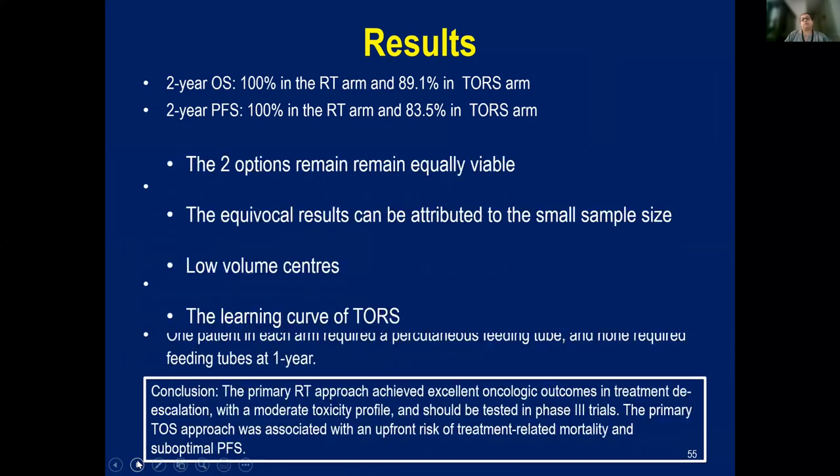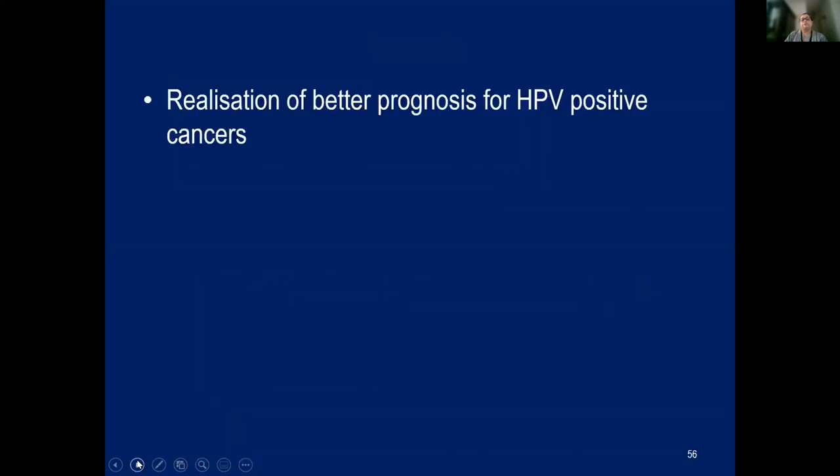Based on this, the only take home that I have is that the two options remain equally viable. Equivocal results can be attributed to the small sample size. Also, the surgical skills may be attributed to low volume centers, and of course, TORS we know is associated with a learning curve. Now, we have now understood that there is a better prognosis for HPV positive patients.